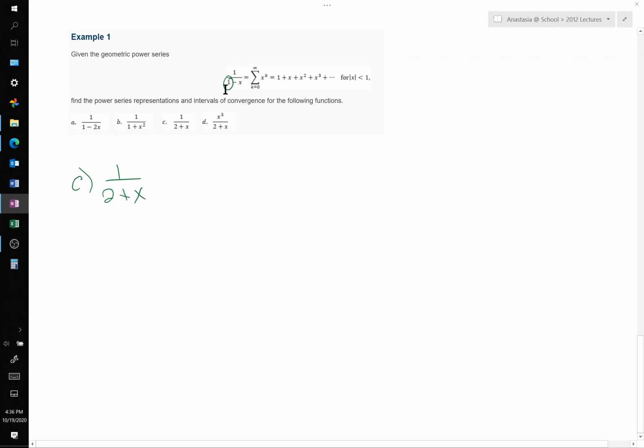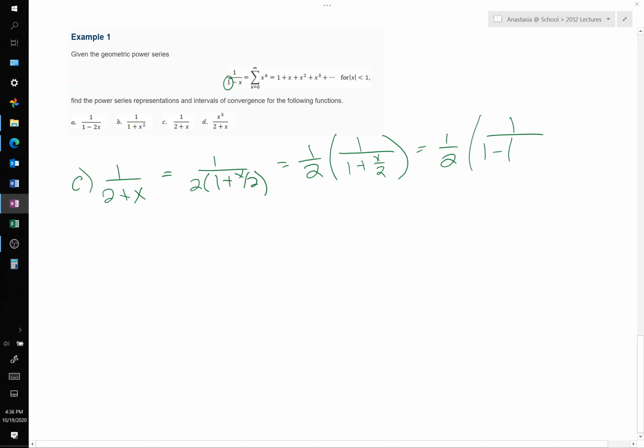of a 1. So what I'm going to do is factor a 2 out of the denominator so that we get something like this. 1 over 2 times the quantity 1 plus x over 2. So I could write this as 1/2 times the function 1 over 1 plus x over 2. So this is closer. We have a 1/2 times a function that's closer to that, but we need a minus in there. So I'm going to write this as 1/2 times 1 over 1 minus a negative x over 2. And now that looks a lot more like the function that we are given.